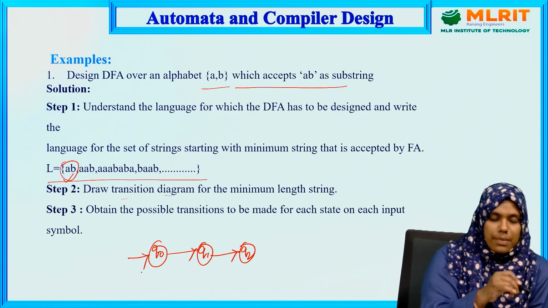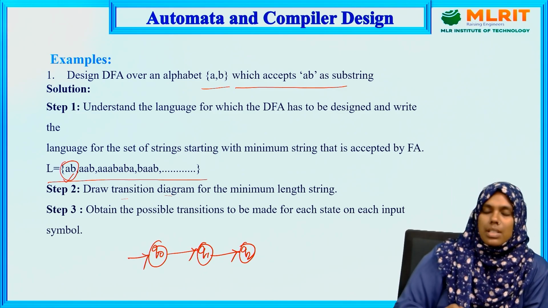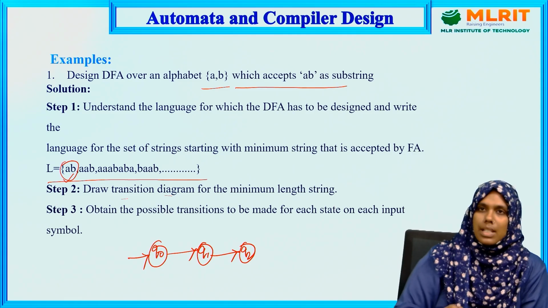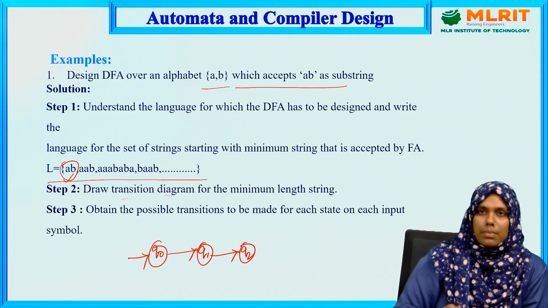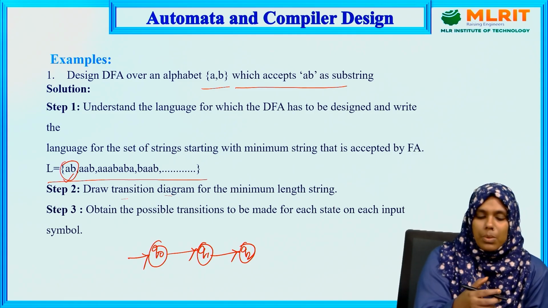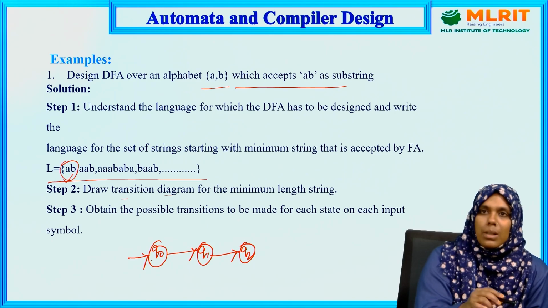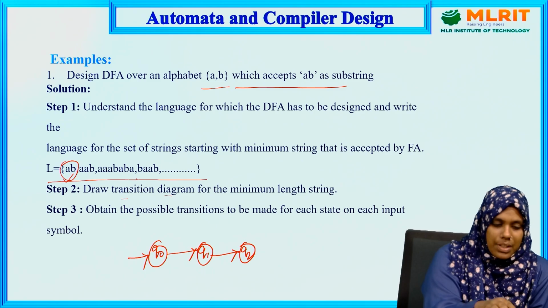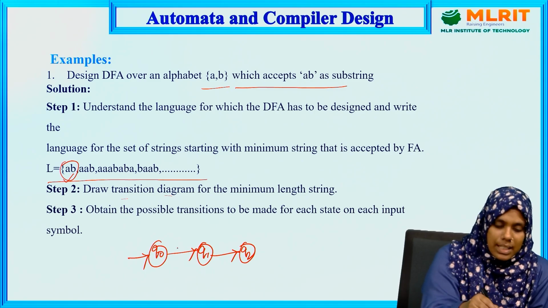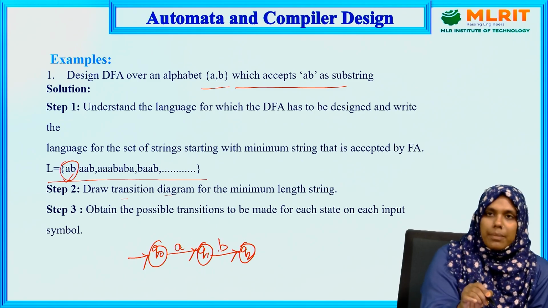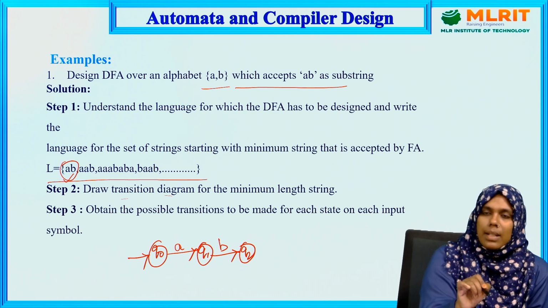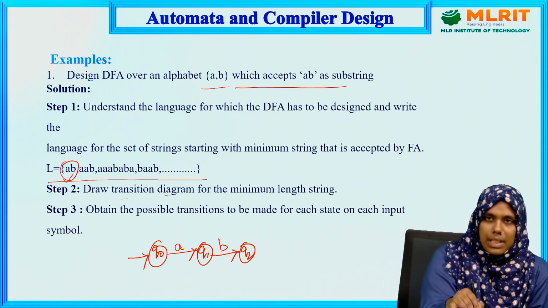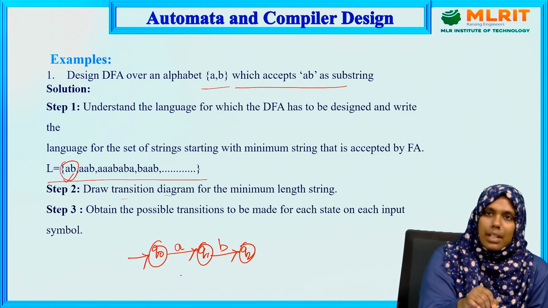As we discussed, in a DFA each and every state should have exactly one transition for each input. That means if we have 2 inputs, each state should have exactly one transition on both inputs. The language given here is AB, meaning AB should be present in whatever string you write. Second, your diagram should satisfy the DFA condition also.